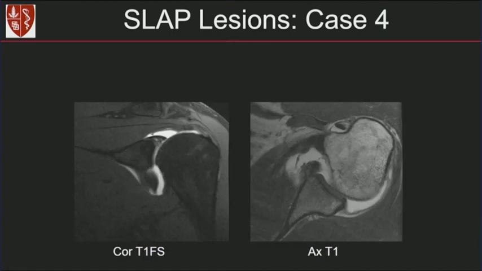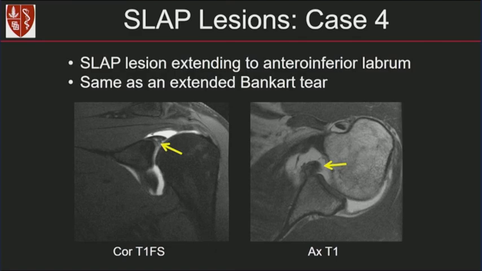Okay, another case. Coronal T1 fat suppressed image on the left, abnormal high signal in the superior labrum, and then the axial T1 image on the right showing the tear actually involves the antero-inferior labrum as well. So this is a SLAP lesion extending into the antero-inferior labrum, which is the same thing as an extended Bankart tear. So just describe the tear and exactly which quadrant it's in.